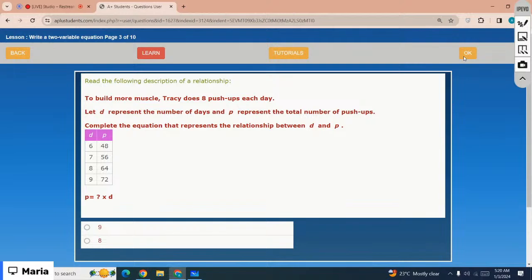Yes, the correct option is 8 times D because 6 times 8 is 48, 7 times 8 is 56, 8 times 8 is 64, and 8 times 9 is 72. The correct option is P equals 8 times D.